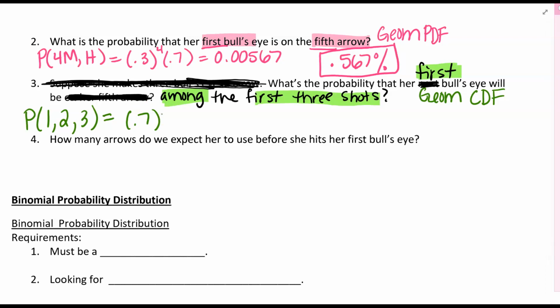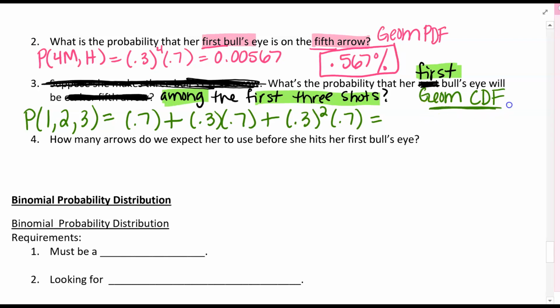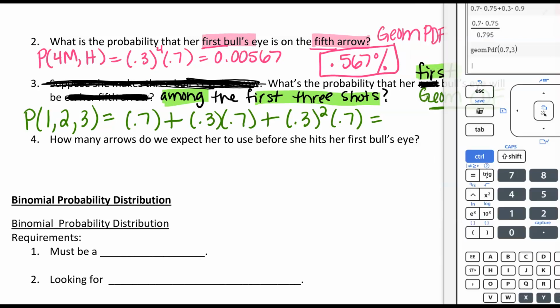Or means we add. It can happen on the second shot. So it means miss, hit. So the miss is 0.3 times the hit is 0.7. Or it can happen on the third shot. Or she can miss the first 2, so 0.3 squared times making it on the third. So you could type that whole thing into the calculator, 0.7 plus 0.3 times 0.7 plus 0.3 squared times 0.7. Or we're going to use geometric CDF on a calculator. Okay? So let's walk through that together.